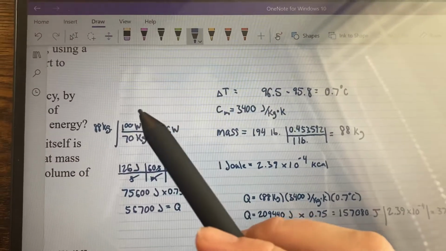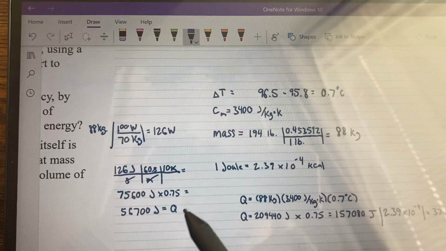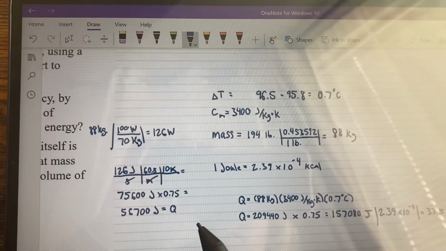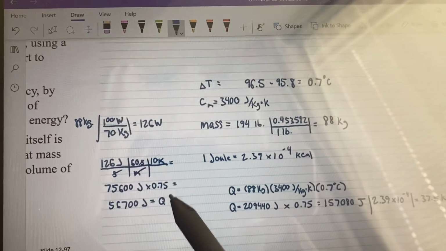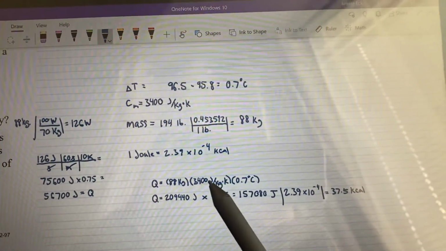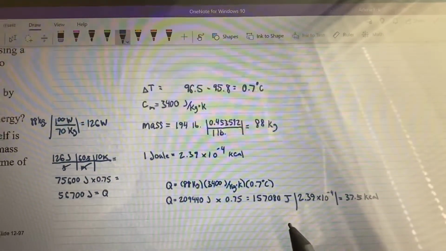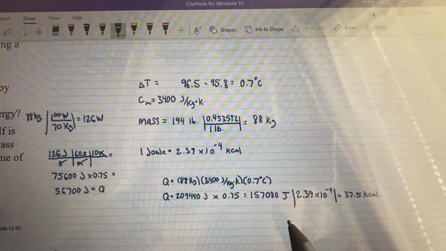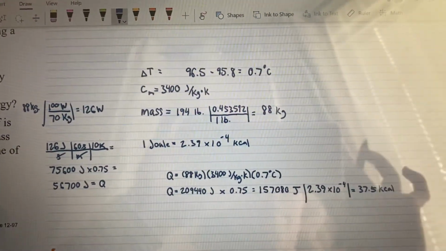But then I realized, I think this is what it's showing me of my actual work, because I did do 0.75. Anyway, there was a little bit of a discrepancy between this calculation and the specific heat calculation. But this way, it ended up showing that I burned 37.5 kilocalories if I had been running for 10 minutes, just in heat.